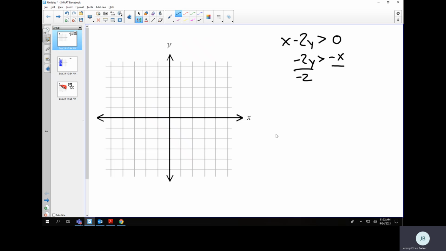However, remember, when we divide by a negative number, that changes the direction of our inequality. We'll have y is less than x over 2. Okay, so I start with my point. This is going to start at the origin, and then for every 1 we go up, we're going to go right 2.